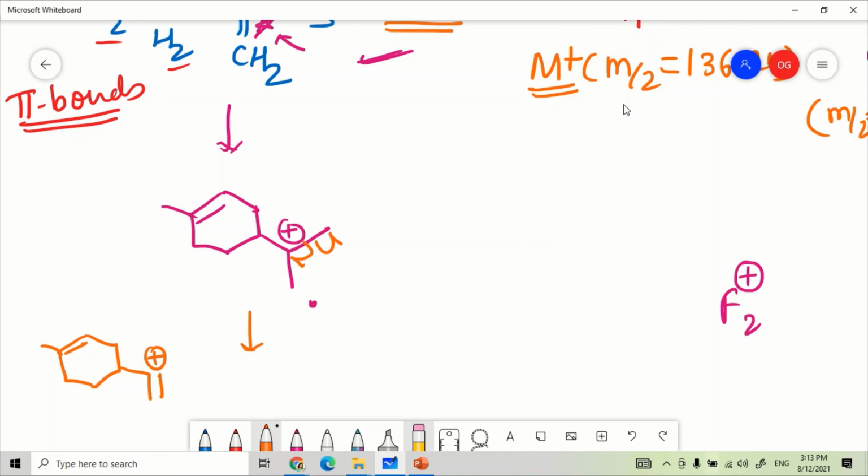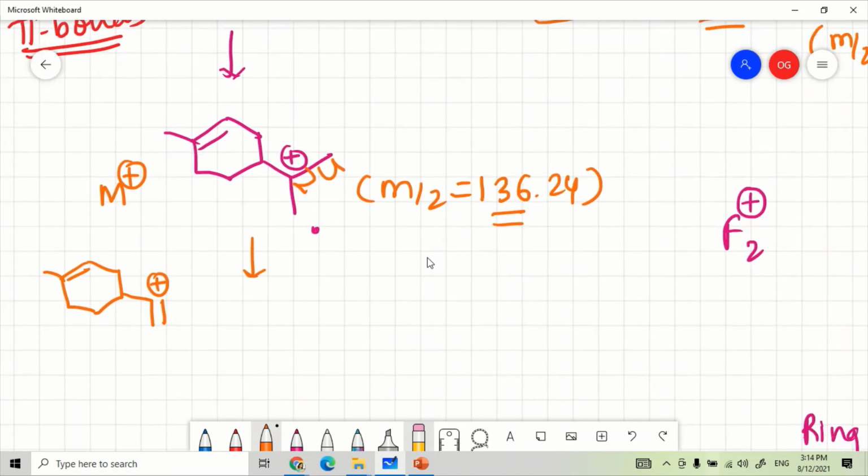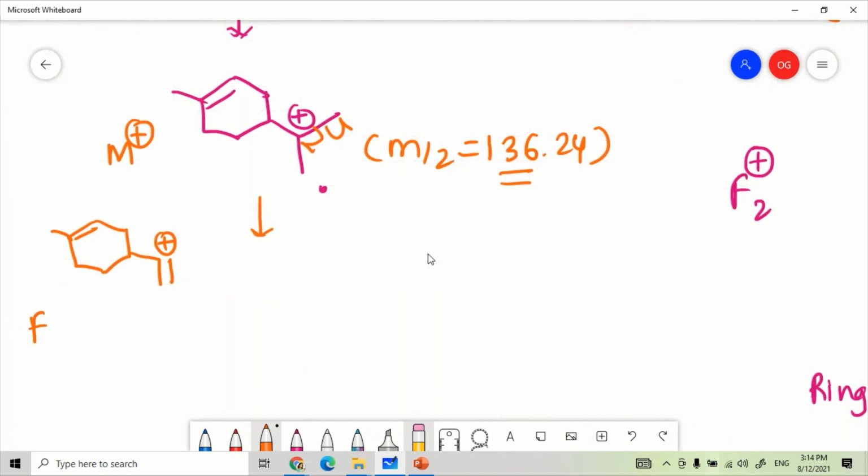This is also a molecular ion, and it has its m/z value as 136.24, same as that of this. Then this further fragment which is formed has an m/z value of 121.2057.